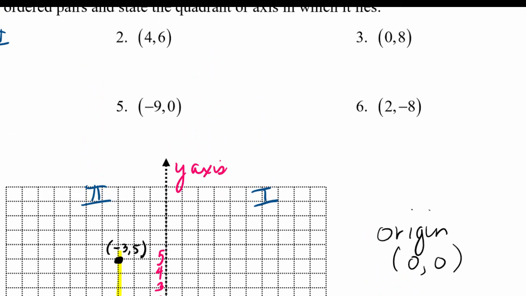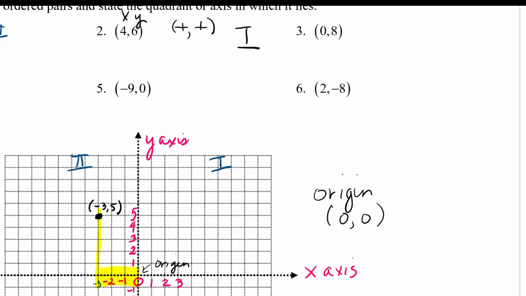Okay, point number 2 is 4, 6. So we have a positive x and a positive y. A positive x and a positive y means that we're going to be in quadrant number 1, right? So again, we're going to go to the positive 4. So here's 4 on my axis. I'm going to use a different color. I'm going to go positive 4 on the axis, and then up 6. Up 6, and then I'm going to put an ordered pair right there on the little crosshairs. And this guy's going to be 4, 6. That's point number 2.